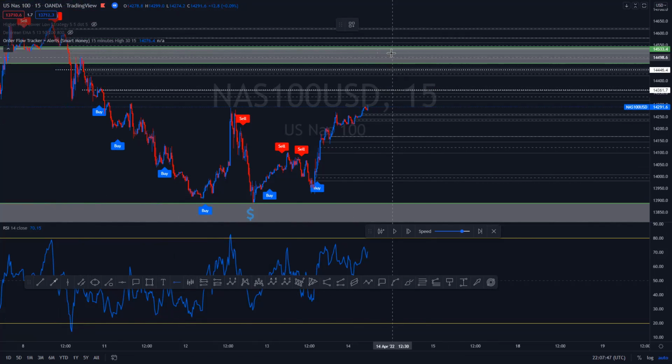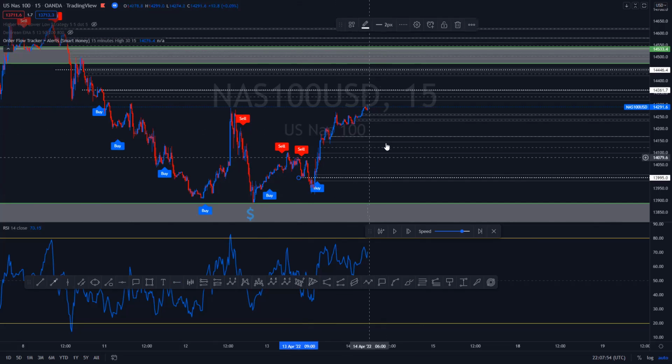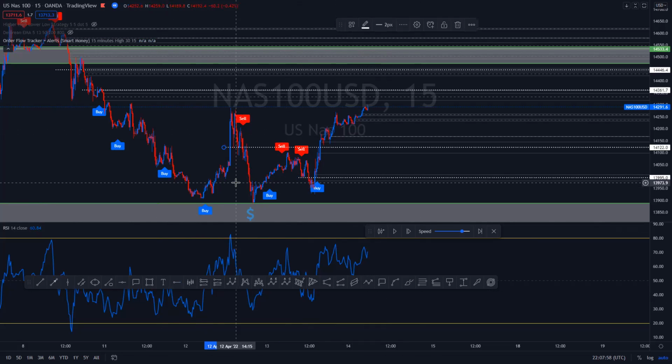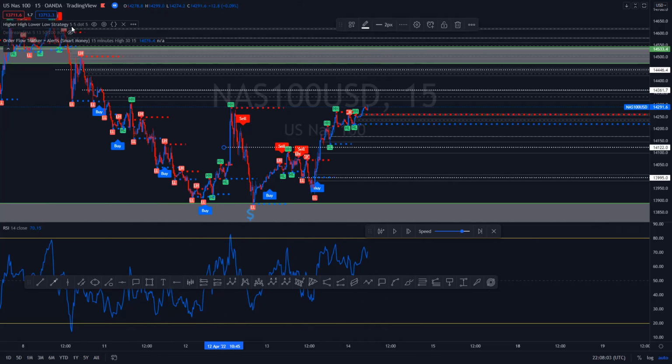If price decides to go up and mitigate this area, then drop. If they decide to drop it down to here, then these are going to be my take profits down to here. So I'm going to mark this here. But then the very next thing I'm going to do as well is turn on a higher high and lower low strategy indicator.